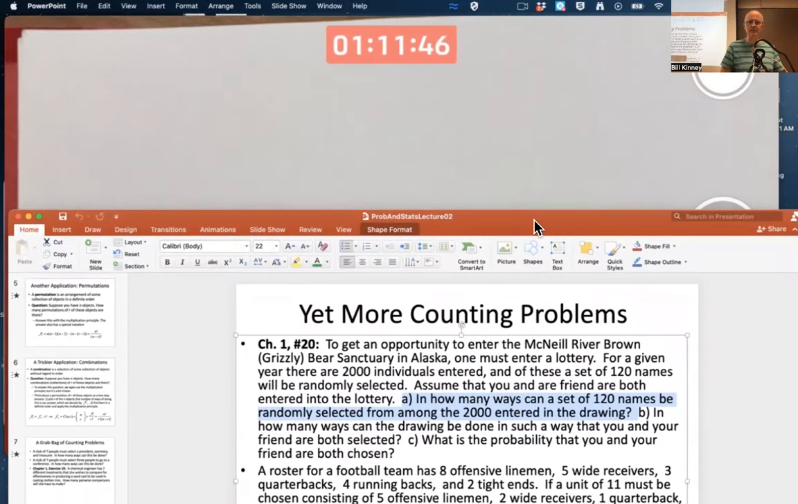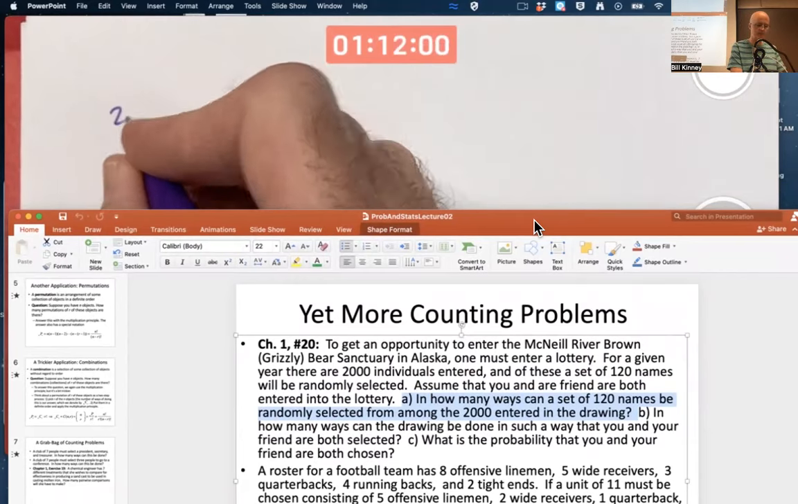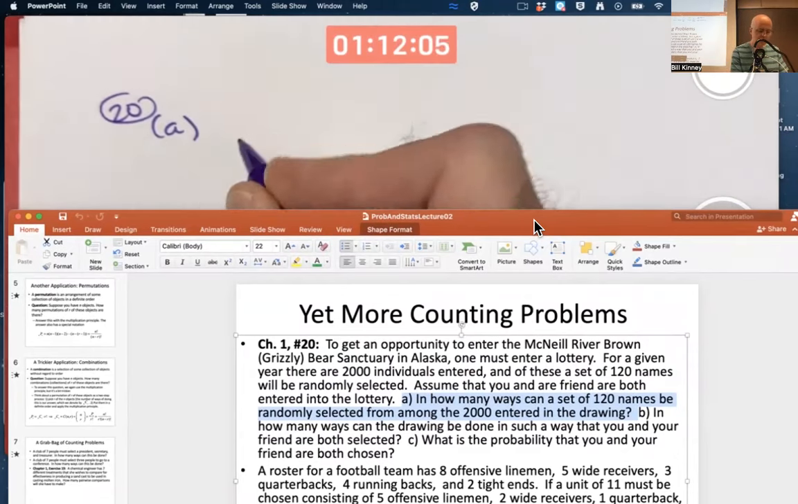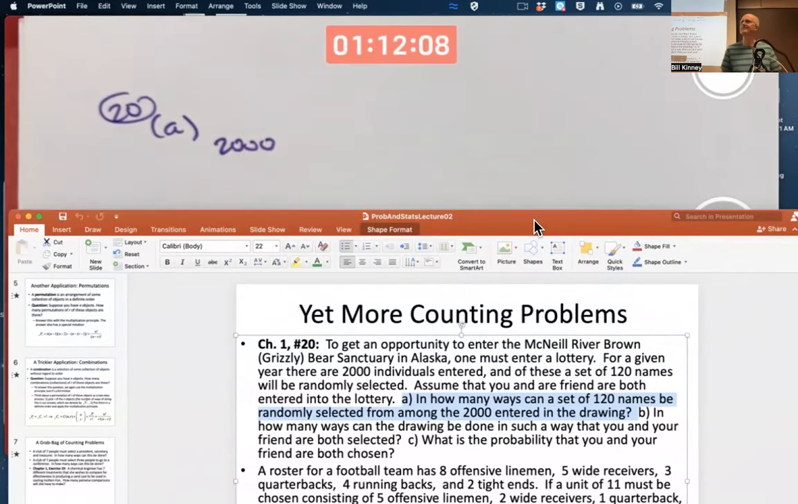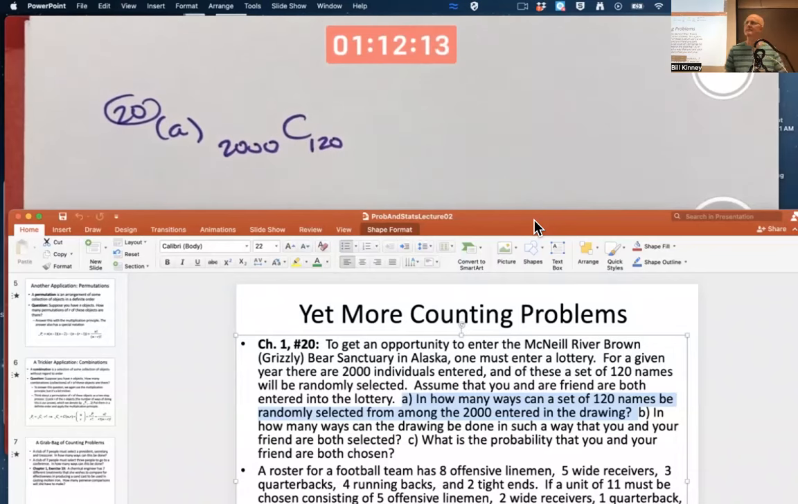Here, with this lottery, people going into the sanctuary, evidently order doesn't matter. We're not picking a president, secretary, treasurer. You've got 2,000 objects, the 2,000 individuals. You're choosing 120 of them to go into the sanctuary. The answer to A is 2,000 choose 120, the number of combinations of 120 objects from a group of 2,000.